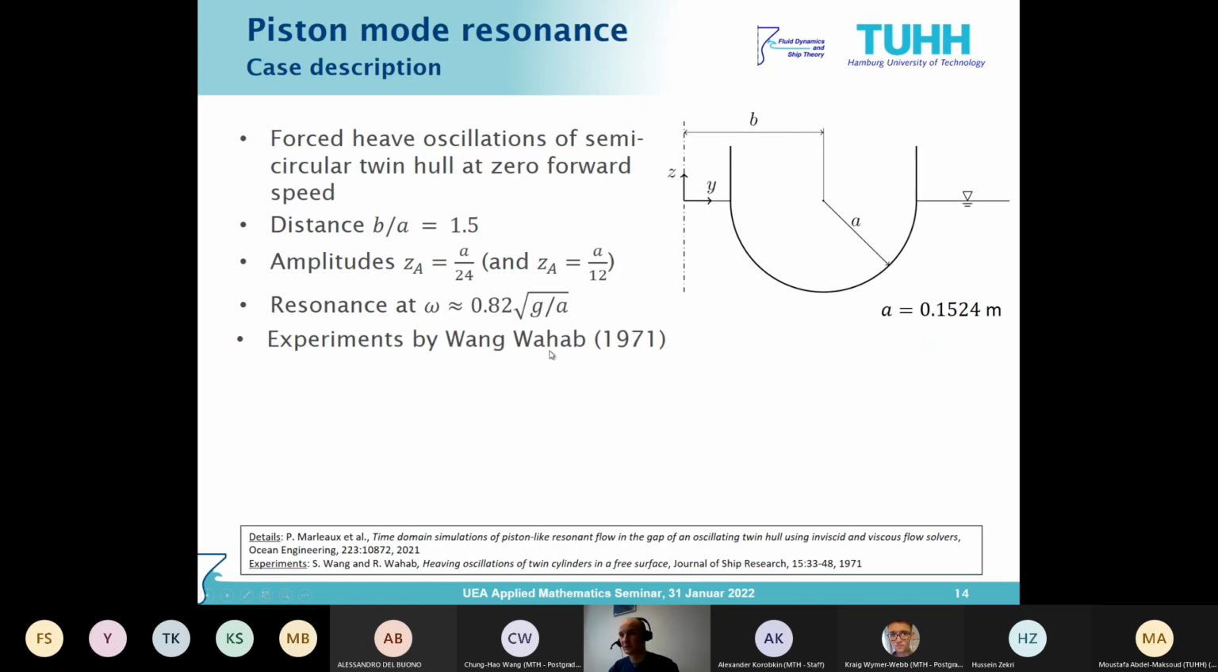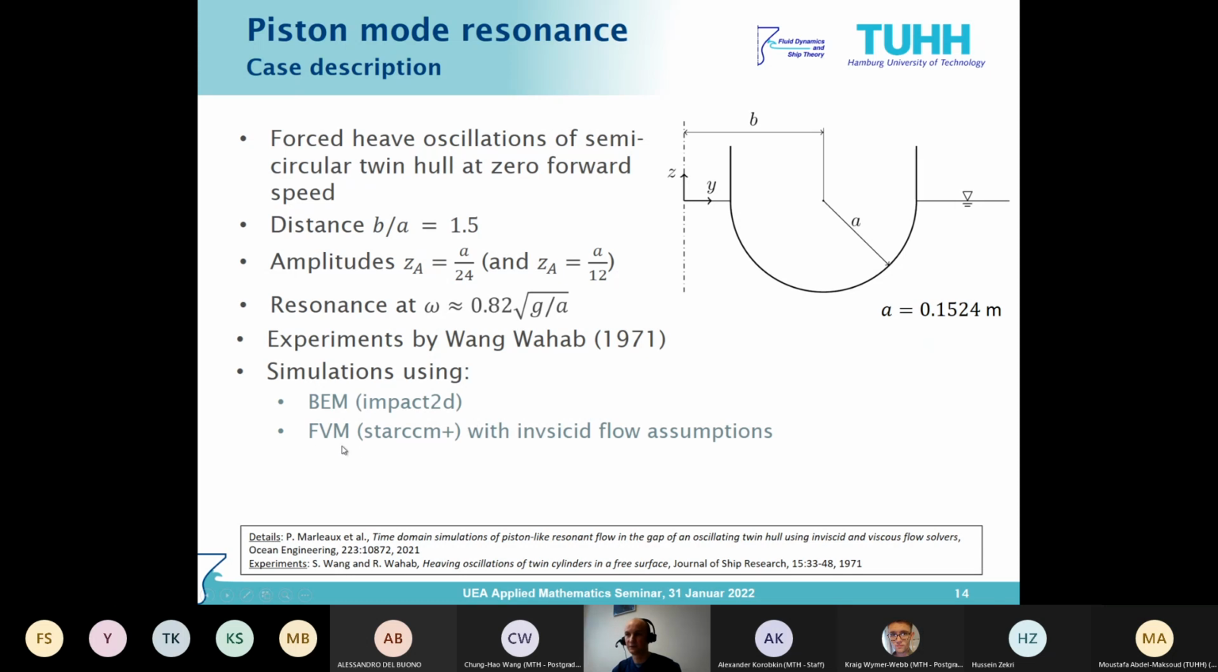There are experiments which were done by Wang and Wahab in the 1970s, which we used as a validation reference. We did simulations using our boundary element method as well as a finite volume method. And we used two different assumptions here: on the one hand, inviscid flow assumptions, and on the other, viscous flow assumptions.